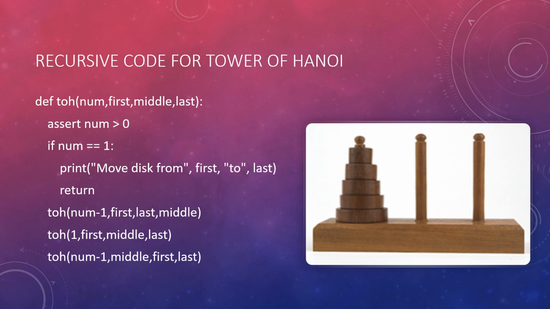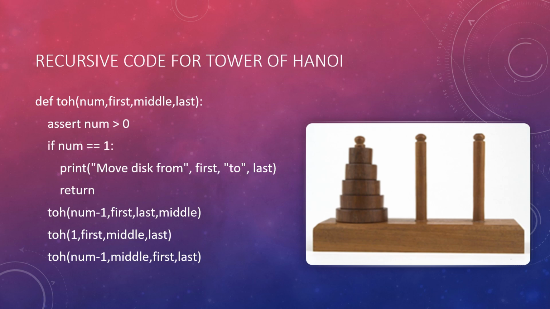The last line of the code says TOH num-1, middle, first, last. Now here middle is the source peg, first is the helping peg, last is the destination peg. This line is saying take n-1 disks from the middle peg and take them to the last peg. This is an implementation of the steps that we saw in the previous slide.